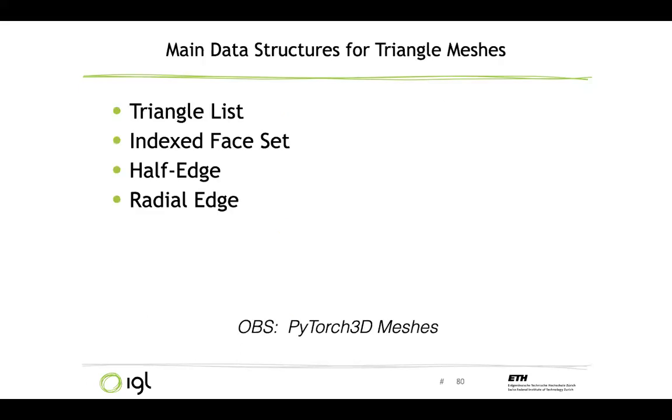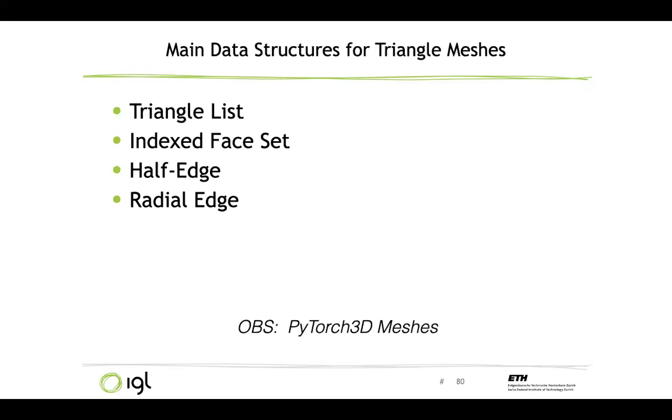And with that in mind, in this area there are 4 main types of data structures. I'll put this observation here because this is implemented in PyTorch3D, and it's a good exercise to understand how these structures relate to what's implemented in PyTorch3D. So we already mentioned these main data structures: the triangle list, the index face set, the half-edge data structure, and the radial edge data structure.